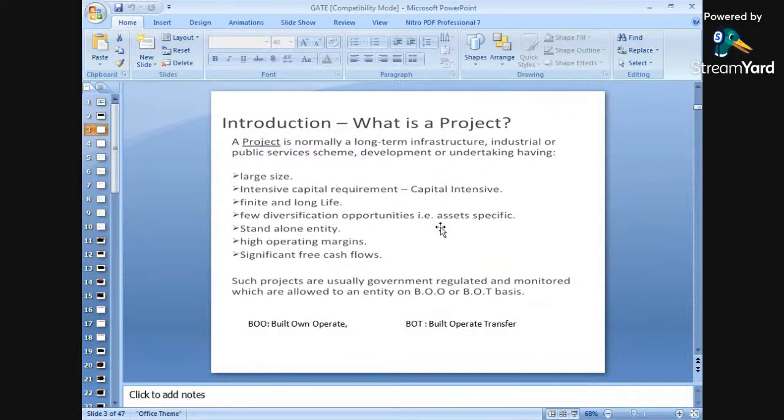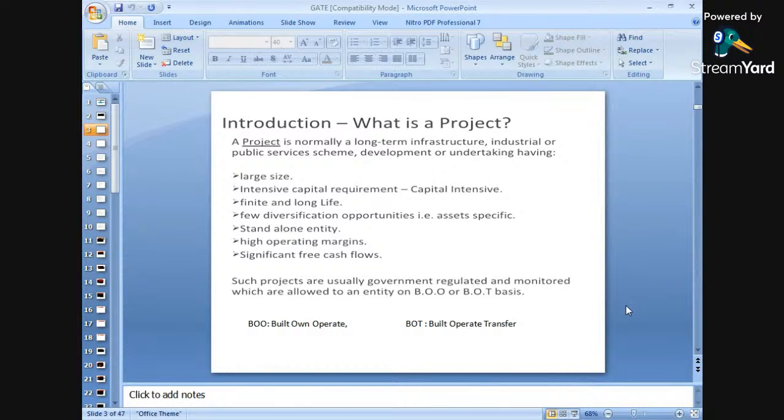Next is intensive capital requirements, that is, capital intensive. That means the amount required for the construction will also be large. The financial part will also be considered for a project. Finite and long life: the time of completion required will be more for a project. Few diversification opportunities, that is, a specific standalone asset entity, and high operating margins, significant free cash flows. While constructing any project, a large amount will be required, so the cash flow will also be considered, from which the amount will be available for construction of the project. These things will be considered under a project.